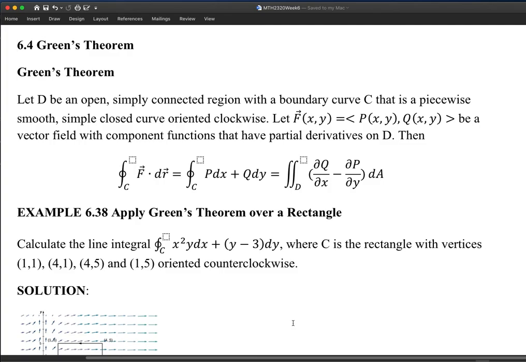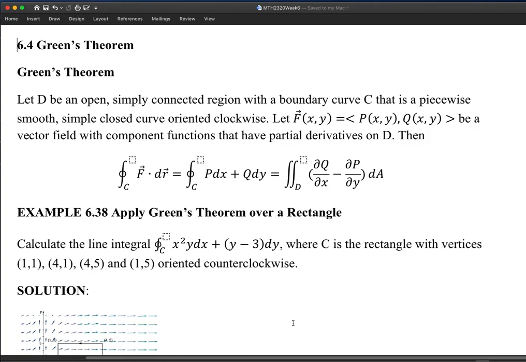Today we are moving to another section, 6.4, Green's theorem. It is the result for another aspect of line integrals. Remember, in the previous discussion, we had the so-called fundamental theorem of line integrals. But keep in mind, it must be for a conservative vector field. And the other aspect we are going to consider today is Green's theorem.